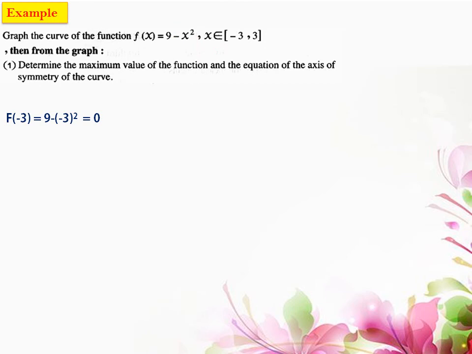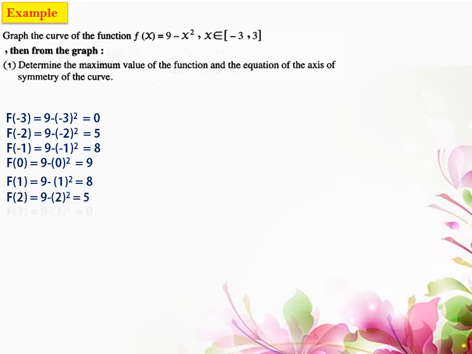f of -3 equals 9 minus (-3) power 2, equals 0. f of -2 equals 9 minus (-2) power 2, equals 5. By the same way we can get all the values of f of x or y. If we substitute the value of x here, -3, the result will be the value of y.